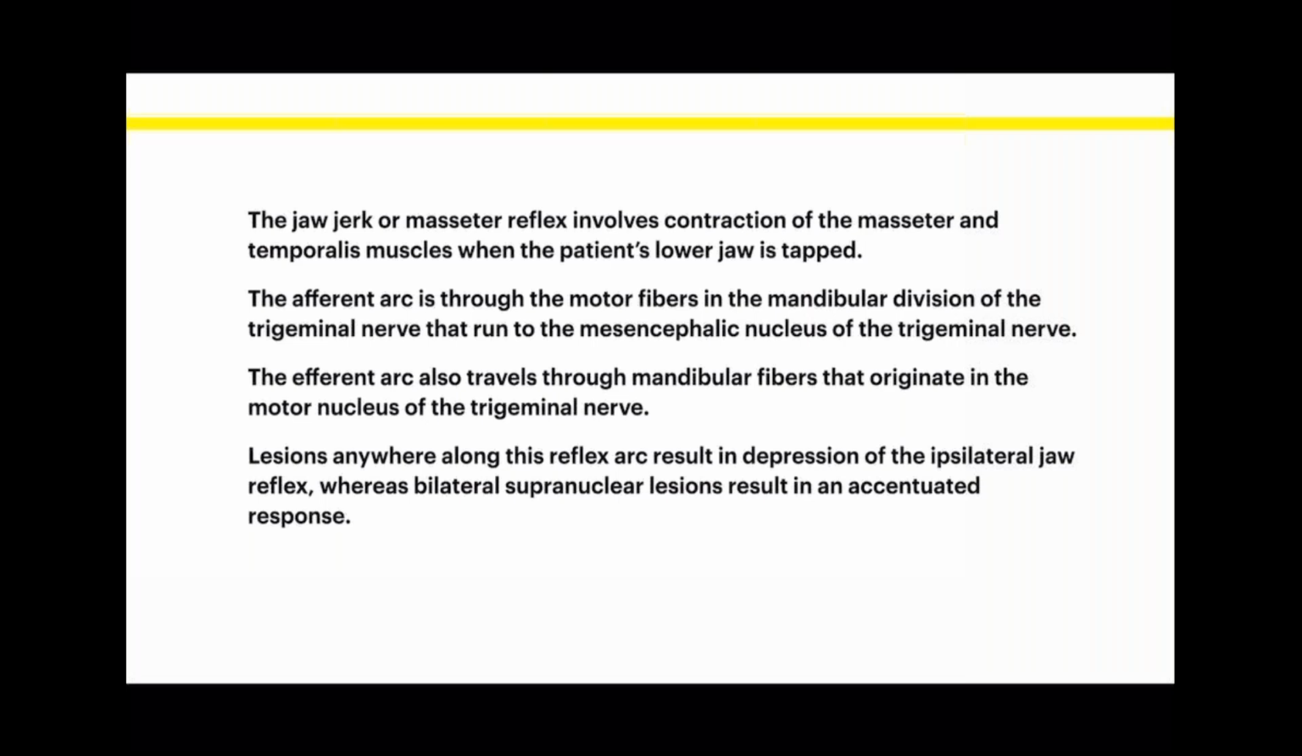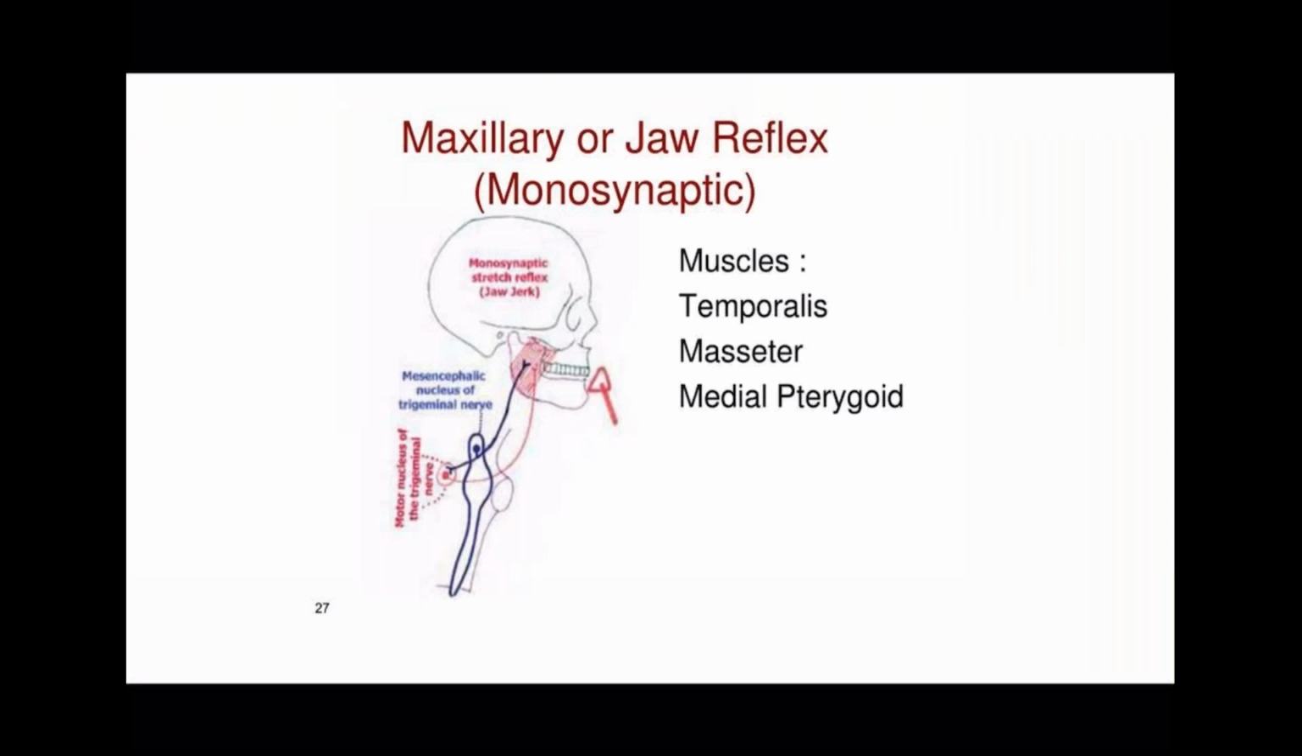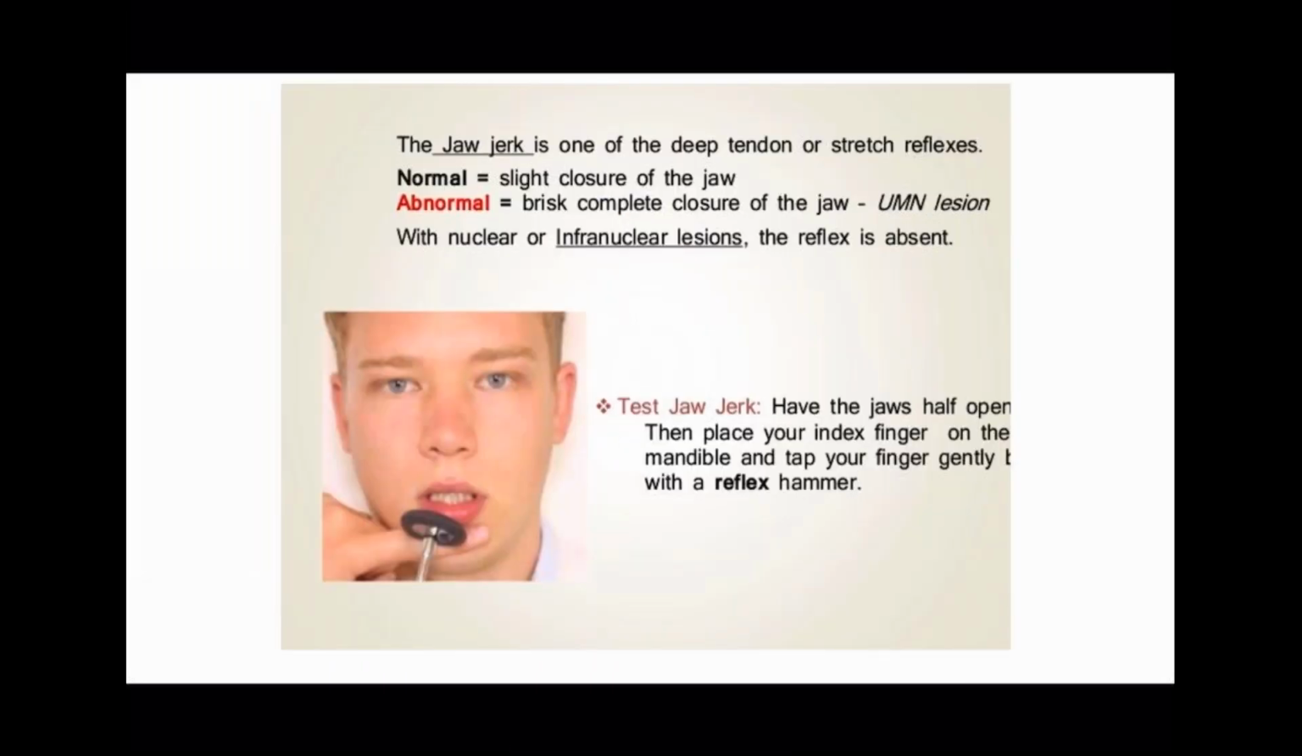So anything affecting this circle can cause a lesion anywhere in this arch. It's monosynaptic because it requires only the fifth nerve. How we do it: you ask the patient simply to open his mouth slightly and tap on the jaw. Brisk reflexes lead toward an upper motor neuron lesion, but if the nucleus is affected or the lesion is infranuclear, the reflex is absent.